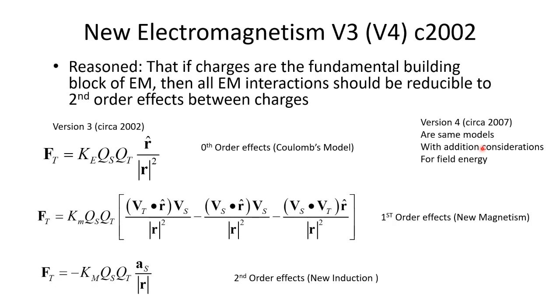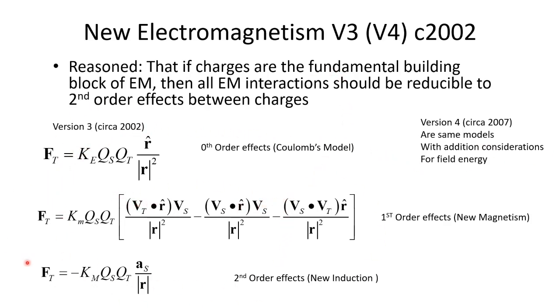Now, I thought I came up with this, but during my graduate thesis research, I read Maxwell's books. I found out he had that in his books, but somehow it got lost over time. I don't know why, but humans seem to reject knowledge over time. I don't know why. Okay, so this is New Electromagnetism version 3.